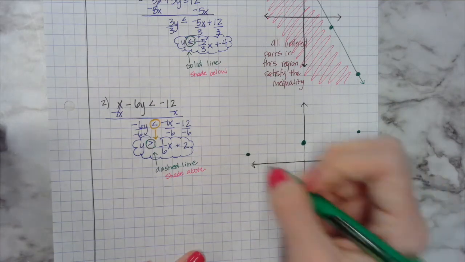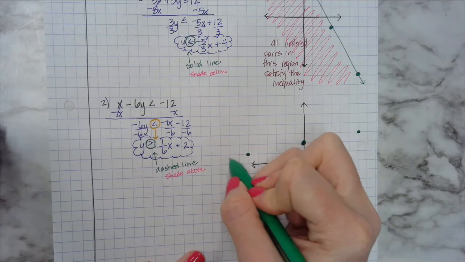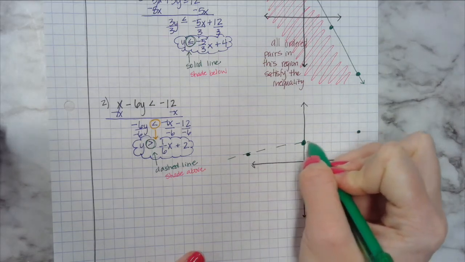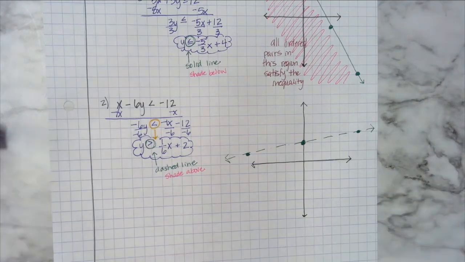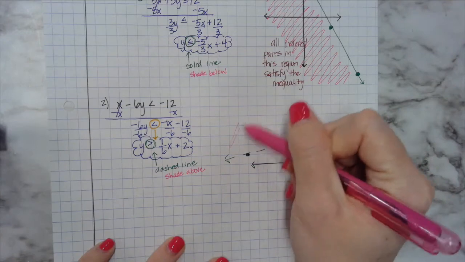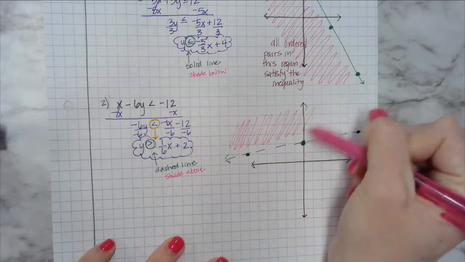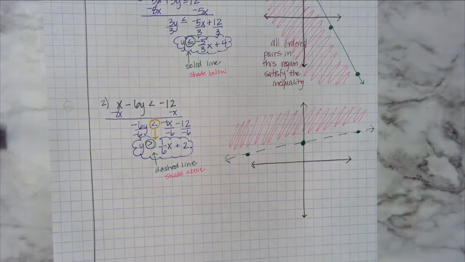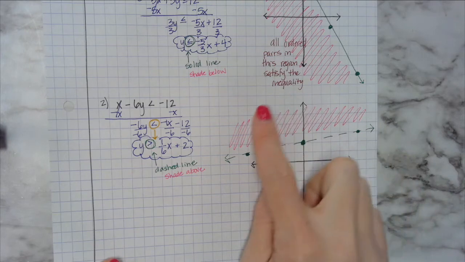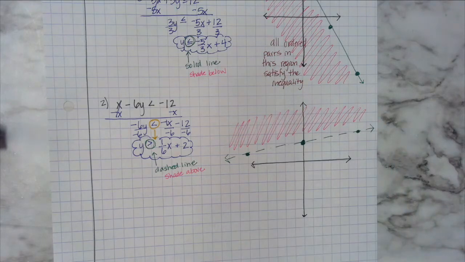If I was to connect these dots now with my dashed line, I'm going to have a positive slope. And then we need to shade above. Anything in this solution region here would satisfy my inequality. I could pick any ordered pair here or above here, and it would work in my linear inequality.